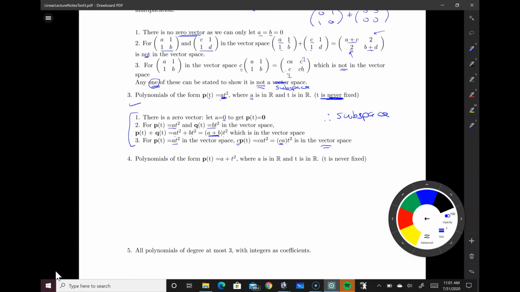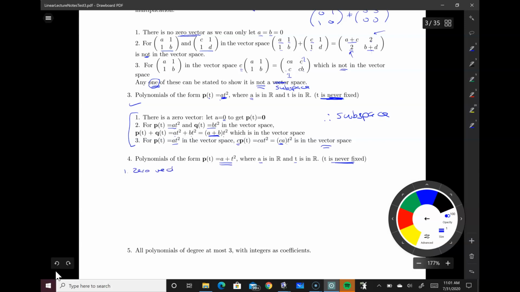All right, so let's look at this next example where we get to do it on our own. I've got this polynomial, things that look like this, where a is a real number, and t, remember, you're never fixing t. So let's go through, and I'm just going to go through in order. So let's see if there is a zero vector.